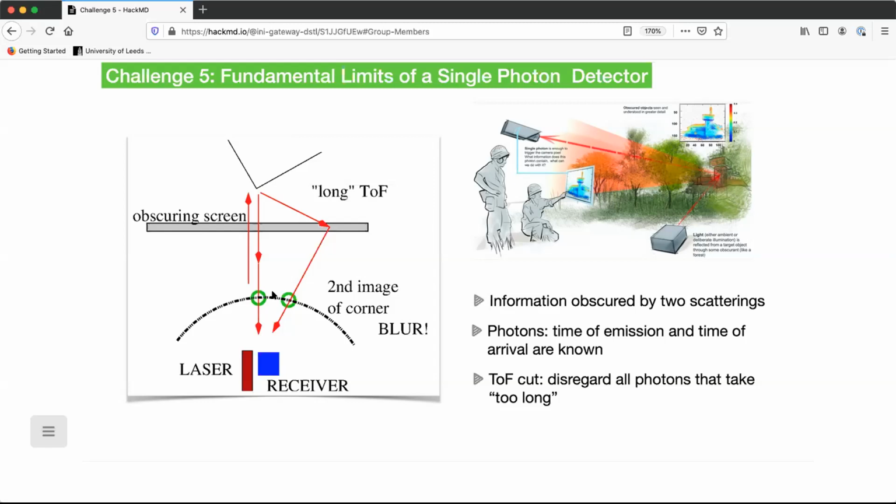And then of course, how can we do this? You intuitively notice here that this is the shortest path we can have, the shortest time of flight. And this path here has a much longer time of flight. So if we put a cut on the time of flight, we just might get rid of the additional trajectory, which we don't want, and then we get a much de-blurred image. And that's the basic idea of what's going on here.